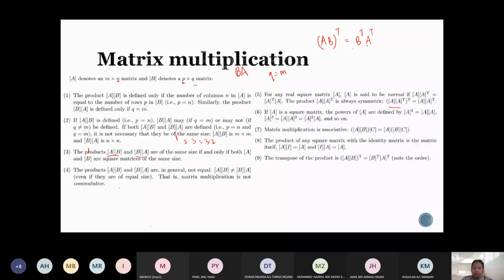Let's say if you have inverse, it becomes B inverse times A inverse. The order will change. And then multiplication with identity: if you multiply with identity, you will get the same original matrix. This one is important. So if you have A B transpose, then if you want to expand, it starts with B transpose first and then times A transpose. Similar to inverse.